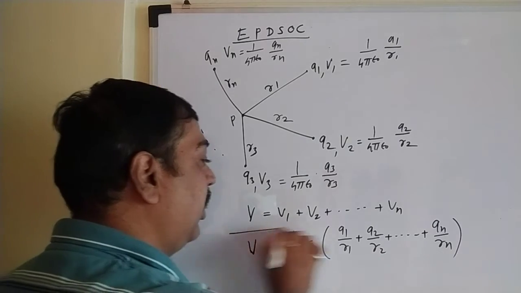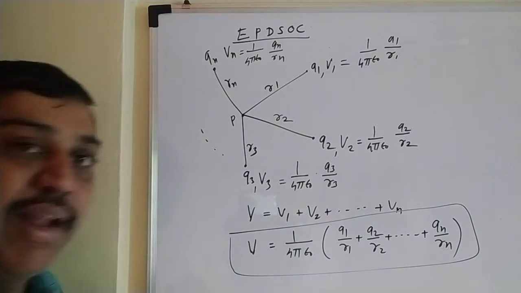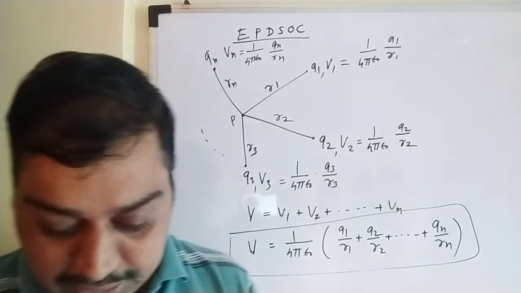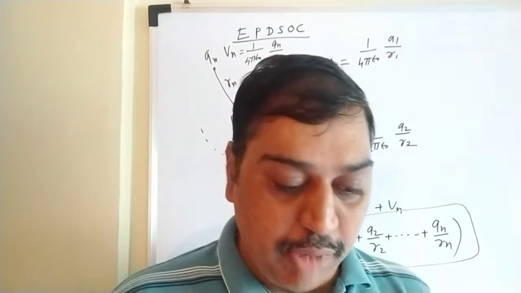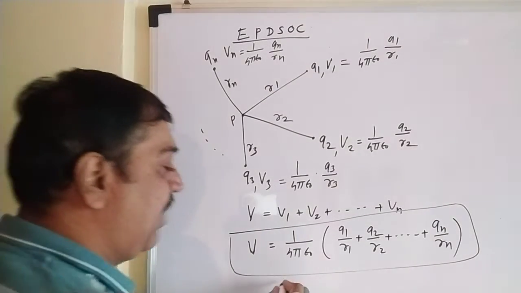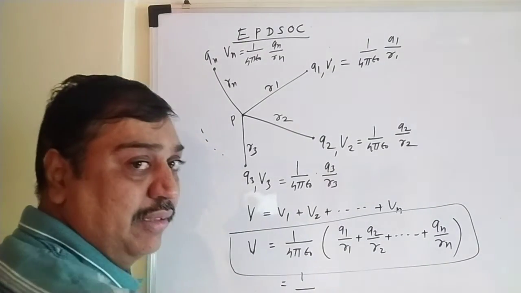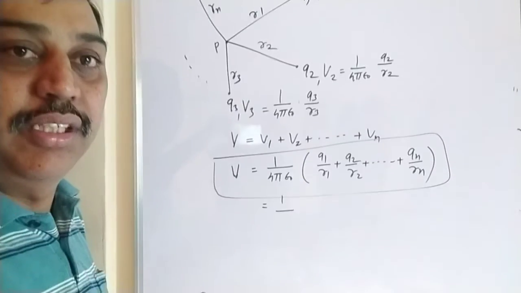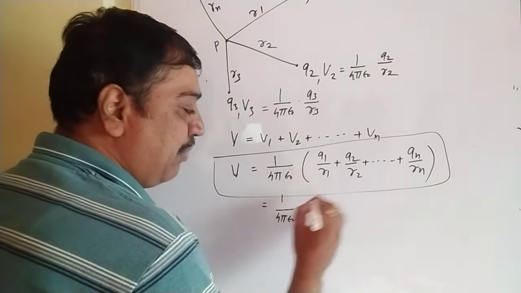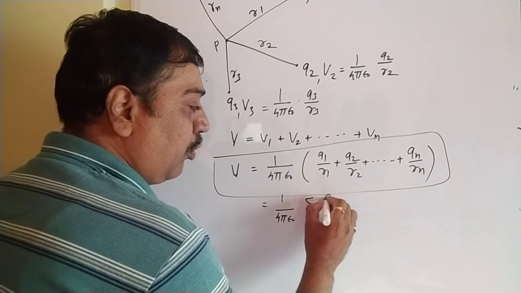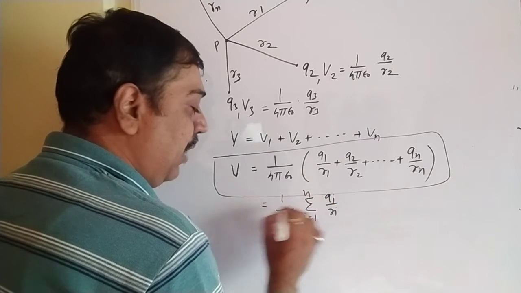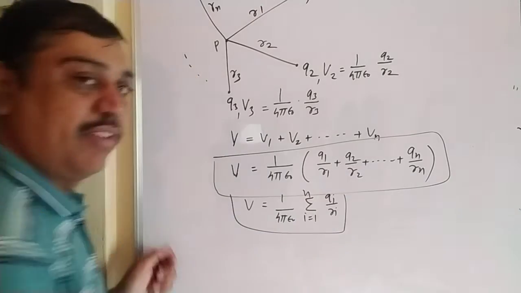This equation gives the electric potential due to n number of charges acting at point P. So this is the simple equation we have derived for a system of charges, or n number of charges, exerting some electric potential. The same thing can be written as 1 divided by 4 pi epsilon 0, summation qi divided by ri, i varies from 1 to n. So this is another form of the same equation.